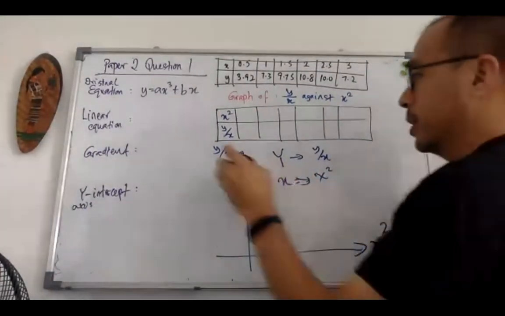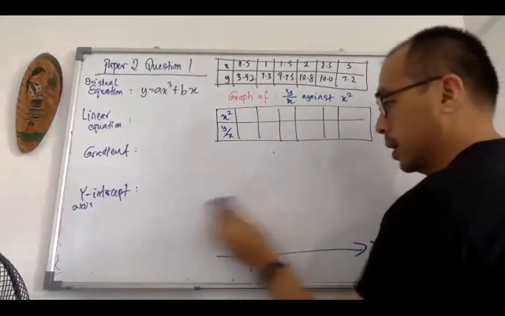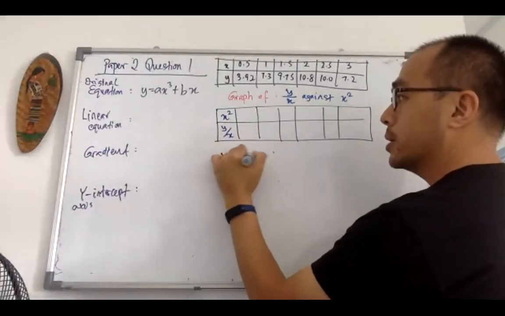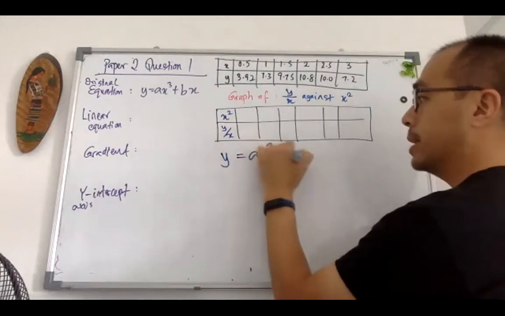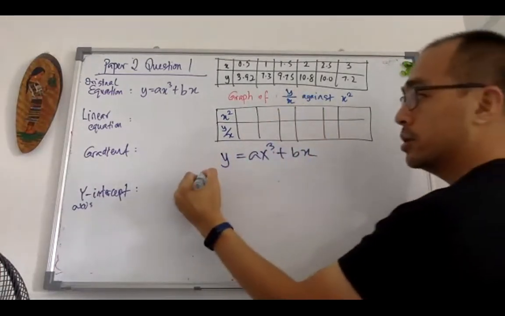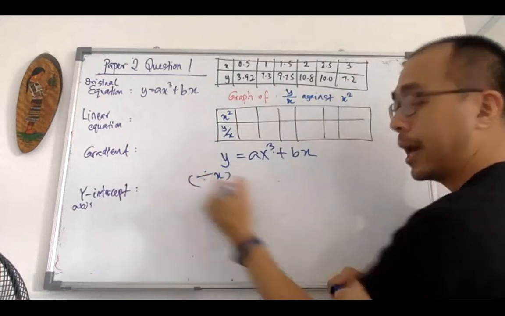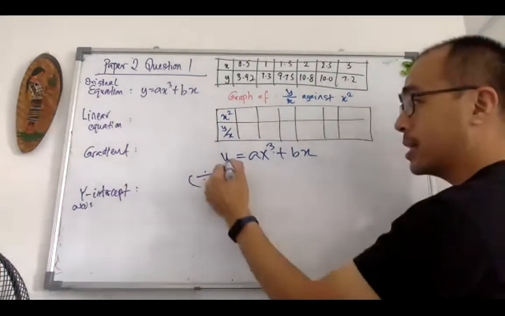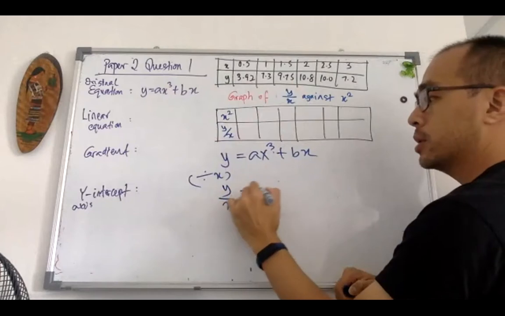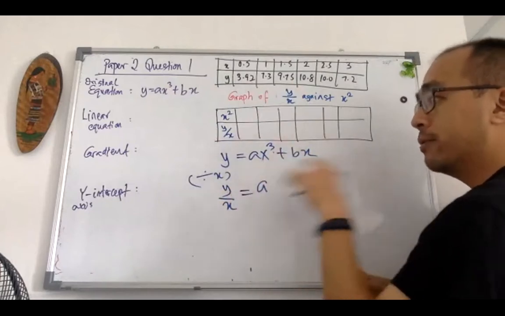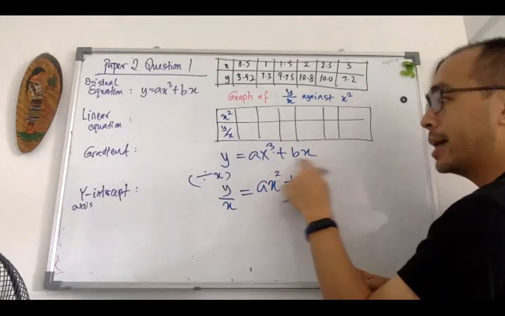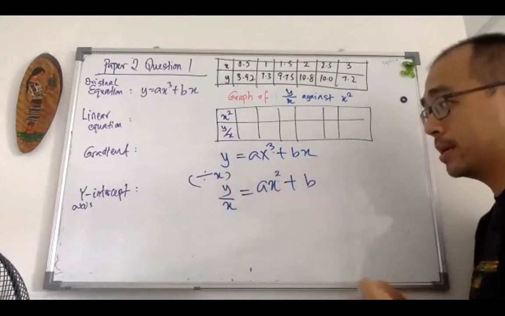Okay, so we're going to start with the original equation now. Y equals ax cubed plus bx. In order for us to get y over x, we need to divide everything by x. When we divide everything by x, this becomes y over x, equals ax cubed divided by x will be x squared, plus bx divided by x will become b.